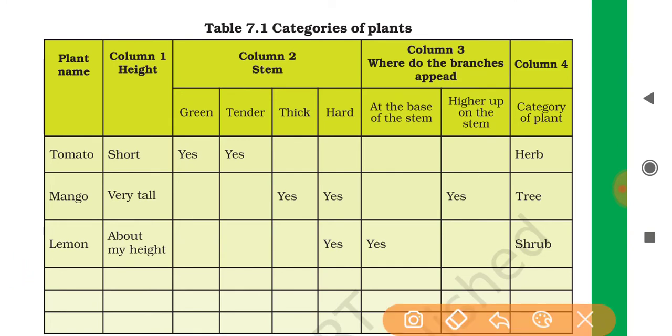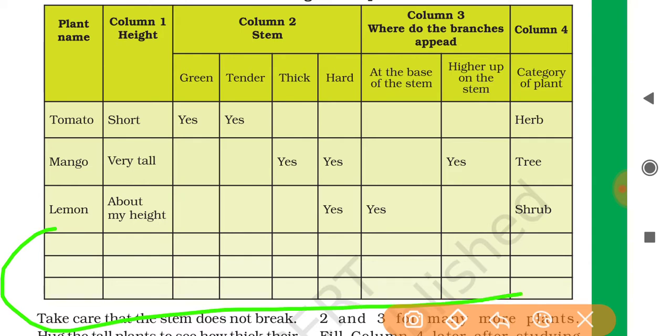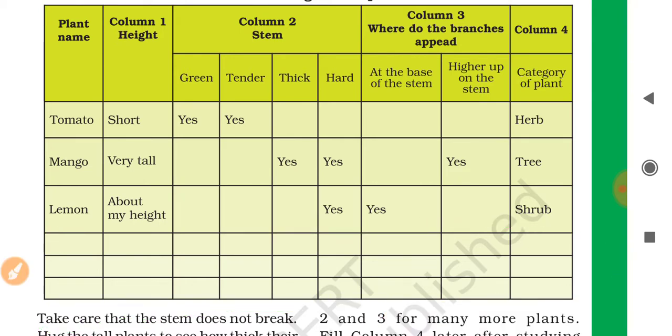There are three examples given like this. You have to write other plants also. In this table you have to fill this. So how can you do it? You can understand by this column. First you have to write the plant name in this column, such as tomato. First we take the example of tomato.